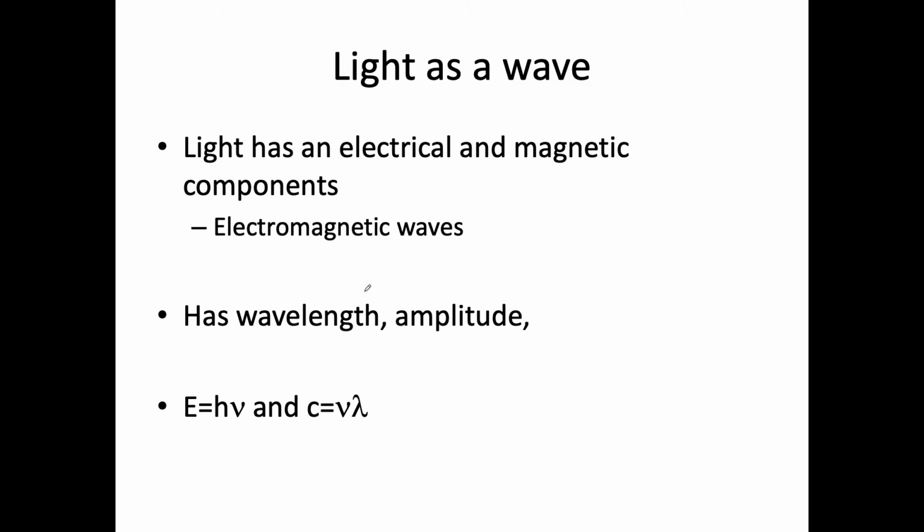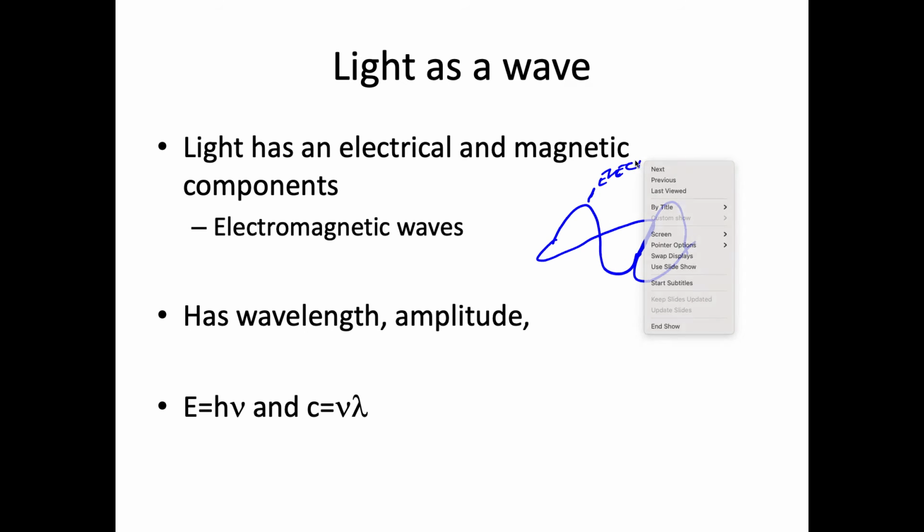And as a wave, light has electrical and magnetic components. So we usually draw it like here's our wavelength, and we have the magnetic version as perpendicular. So this is electrical, and this is magnetic.